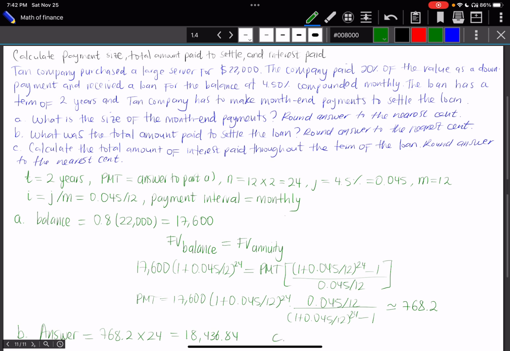And finally, part C follows from part B. The total amount of interest paid throughout the term of the loan comes from subtracting two values. We take the total amount paid to settle the loan, the value we just got, and subtract the balance, $17,600. When we perform that subtraction, we get 836.84. So Tan Company paid about $836.84 in interest.